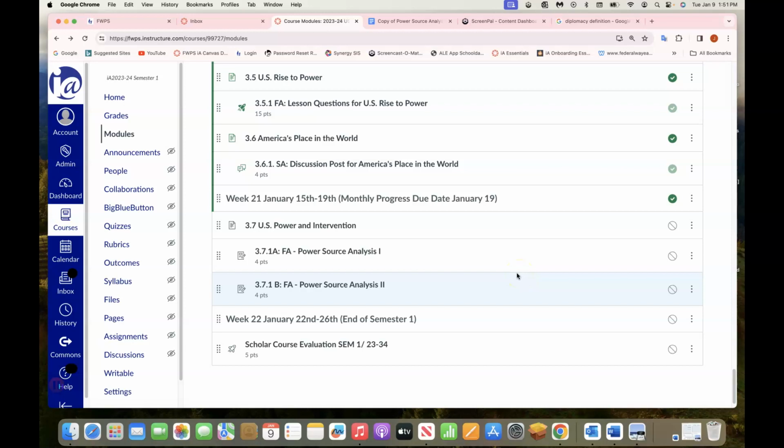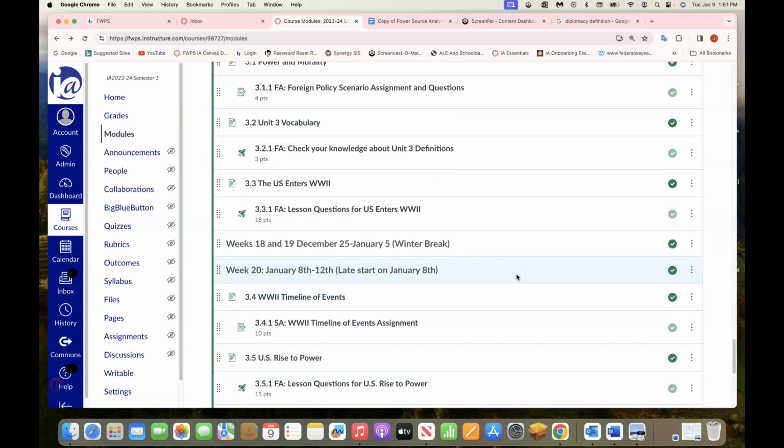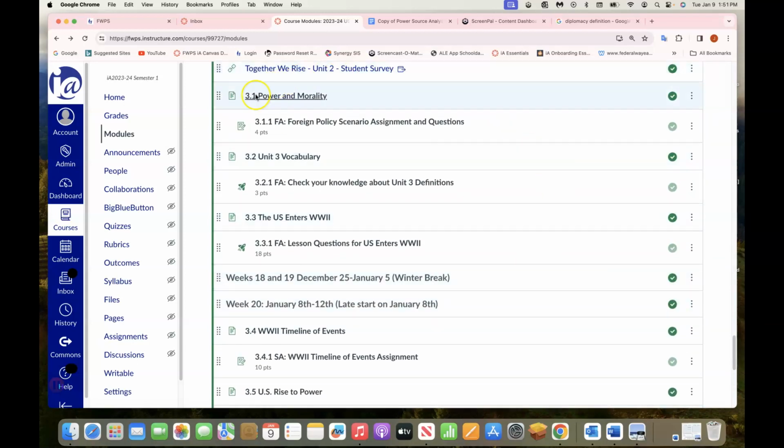Before we begin, let's review the big ideas for Unit 3. Scrolling back up to the top with our lesson on power and morality, we discussed and introduced the vocabulary terms of foreign policy, power, and morality. All of these terms have been woven into the lessons that followed, so you want to have these terms in the back of your mind as we continue with Unit 3.